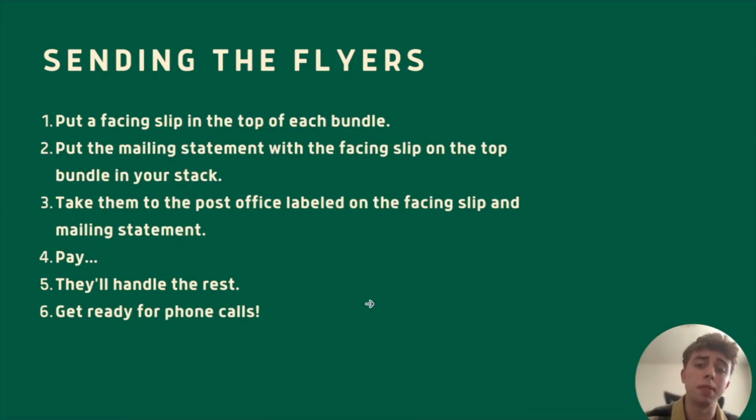Like I said, you put the facing slip in the top of each bundle. You put the mailing statement with the facing slip on the top bundle in your stack. Then you take them to the post office, which is, again, labeled on the facing slip and the mailing statement. You pay at the post office. They'll handle the rest. They'll send everything out with their postman. And you just got to get ready for phone calls at this point.